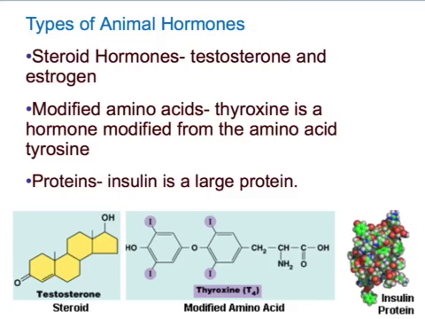Then we have modified amino acids like thyroxine, for example, which is a hormone that your thyroid gland makes, but it comes from an amino acid called tyrosine. So it's a modified amino acid, so it's protein in nature. And then we also have proteins that will make hormones, for example, insulin. So those are the three main kinds of animal hormones.